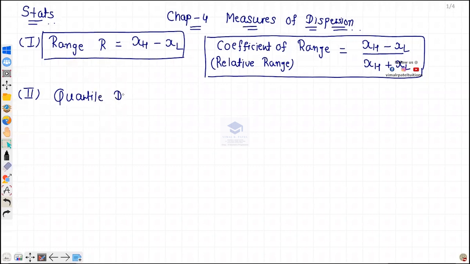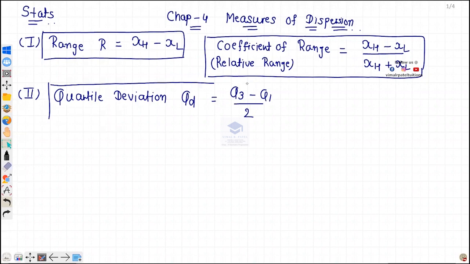Quartile deviation. QD is equal to Q3 minus Q1 upon 2. Third quartile minus first quartile upon 2.